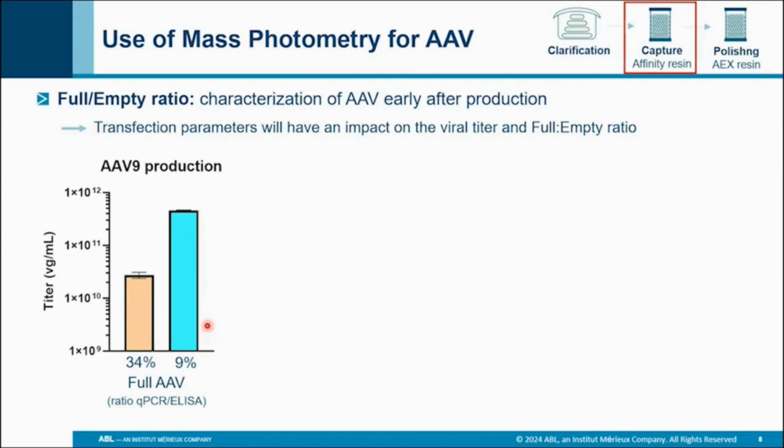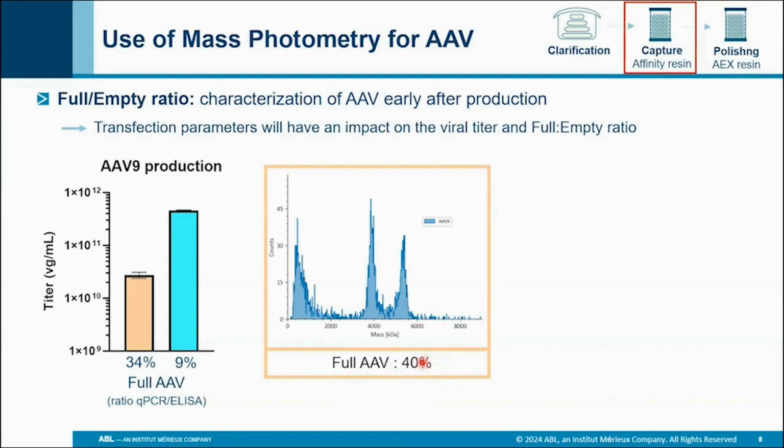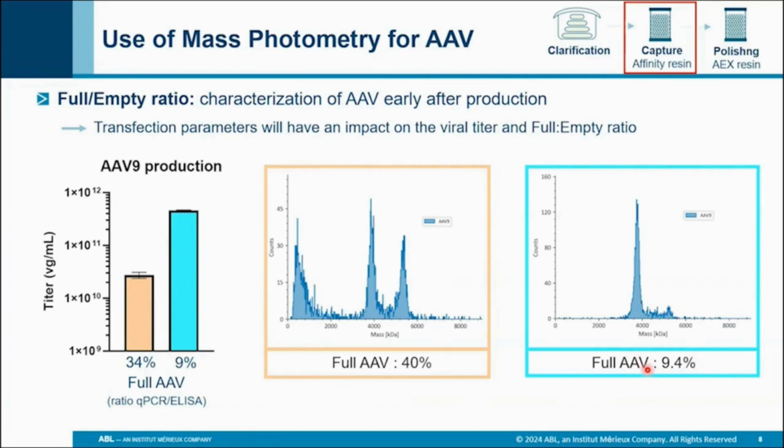Then if we look at the percentage of full AAV expected at the harvest, because here everything was at the harvest step, we were expecting 34% and 9% of full AAV if we do the ratio PCR-ELISA. We all know that the ratio PCR-ELISA is not the most accurate way to assess the percentage of full AAV, but you'll see that sometimes it's quite useful. So then we characterized those productions using the SAMU-XMP, and when we're expecting 34% of full AAV, we actually got 40% of full from the SAMU-XMP, which is very close. Then when we're expecting 9% of full AAV with the ratio PCR-ELISA at the harvest, we actually found that it was 9.4% with the SAMU-XMP after the affinity resin. So once again, very, very close.